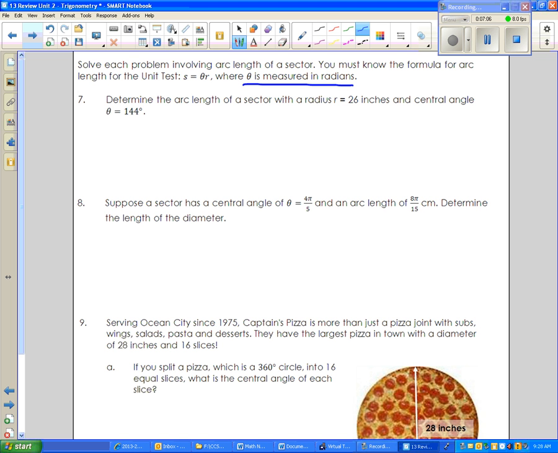So let's take a look at number 7. Determine the arc length of a sector with a radius of 26 inches and a central angle of 144 degrees. So I know that my radius is 26 inches. That's great. But my theta value, notice, is in degrees. So the very first thing I'm going to need to do is convert it to radians. Since I need a pi, I'm going to multiply by pi over 180. Those degrees are going to cancel.